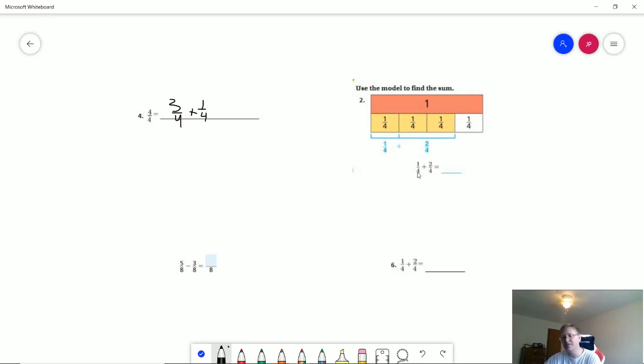When we are adding or subtracting fractions, we are not going to change or try to add or subtract the bottom number. It's always going to be the top number after we've made both fractions have the same denominator. So 1 plus 2 would give us 3 for the top. So 3/4 would be our answer for this. If I were to do 5/8 minus 3/8, then I would end up with 2/8 left over.